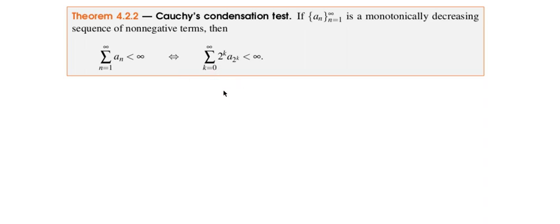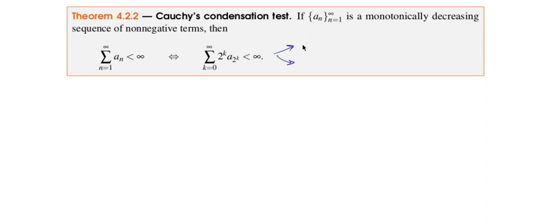Okay, so Cauchy's condensation test says if a sub n is a monotonically decreasing sequence of non-negative terms, then the series, the sum of all the terms of this sequence a sub n being convergent implies that this other series, the sum from k equals 0 to infinity of 2 to the k times a sub 2 to the k, is also convergent, and the other implication applies. Okay, so this means two implications that we need to prove.